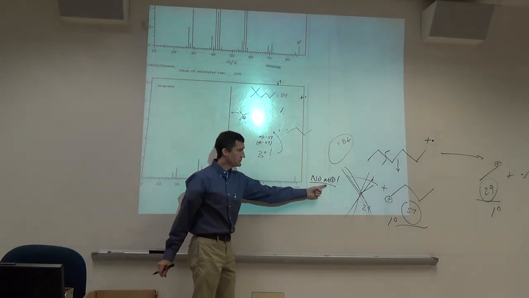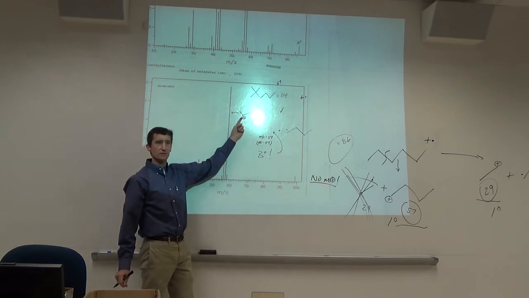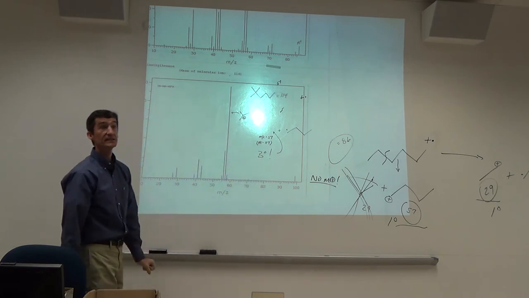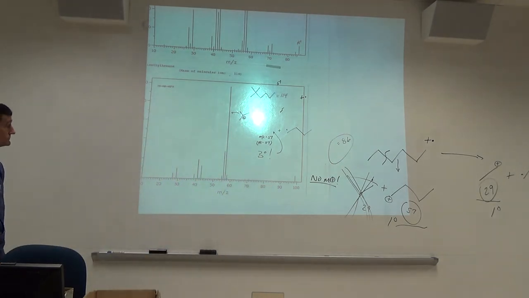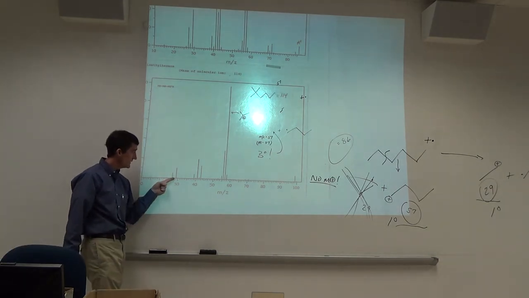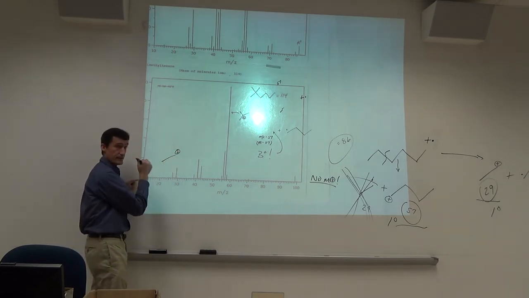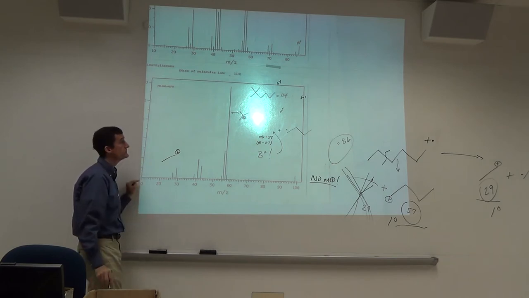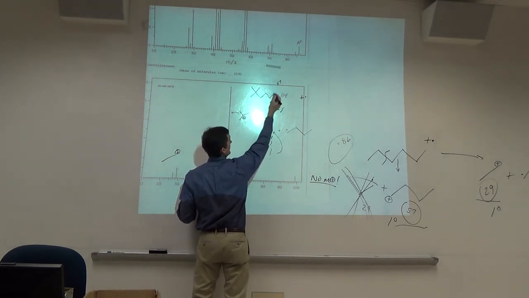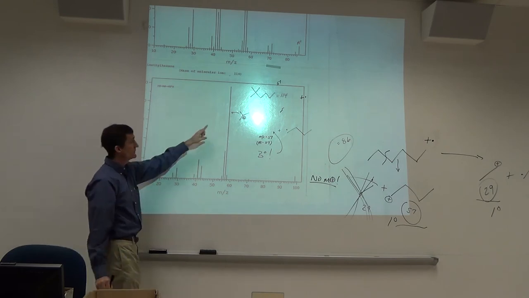Why did the molecular ion not survive? Probably because it wanted to cleave so readily and give this tertiary cation. It was so eager to cleave that it just didn't last long enough to hit the detector. Now there's other peaks. Here's a 29. What is the structure for this here? It's probably this cation, just an ethyl cation. Maybe it cleaved right here and gave this radical and an ethyl cation. But that's not a favorable cleavage, because that's a primary cation. Tertiary cation is much better.